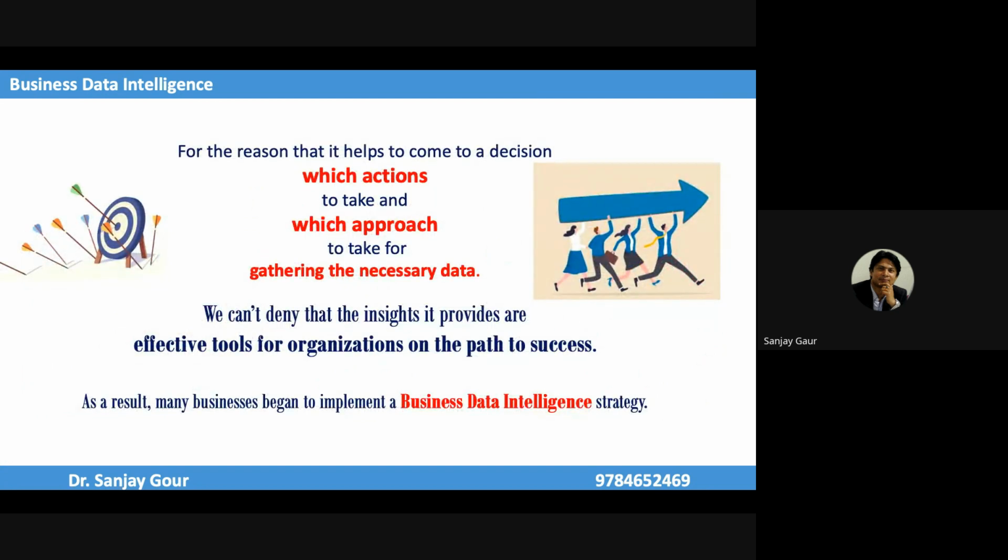So, what is the actual action, which action to take, which approach to take, and gathering the necessary data. So, data cleaning, data filtering, data transformation, data mining. These are the approaches which are basically used for making data into something intelligent, right? So, as a result, we can say that many businesses begin to implement a business data intelligence strategy.